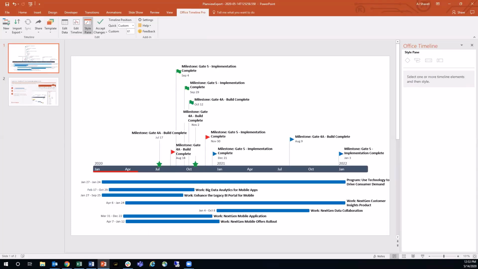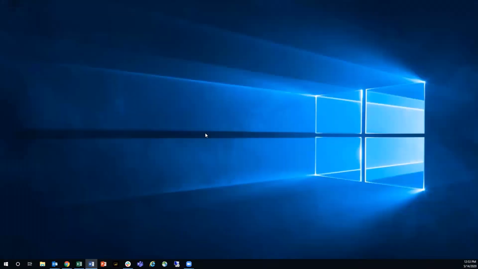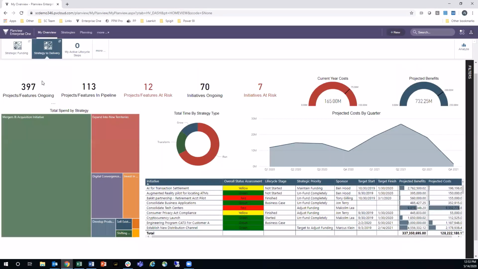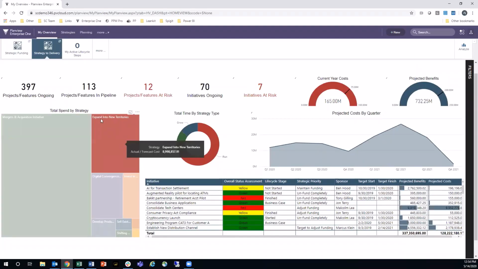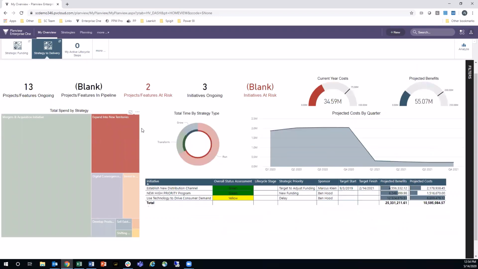The last thing I wanted to show is that as you're starting to work on all of the associated work on all of your strategies and initiatives, we have a strategic delivery dashboard that allows you to start to see that spend over time. Being able to look at projects and features in the pipeline, all your initiatives that are ongoing, being able to look at that spend by different strategy, drill in to expand into the new territories, see all of our related initiatives, maybe establish that new distribution channel and start to drill into it.